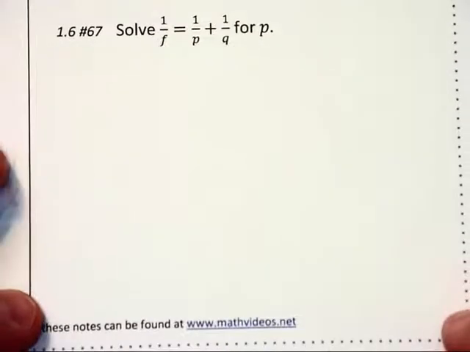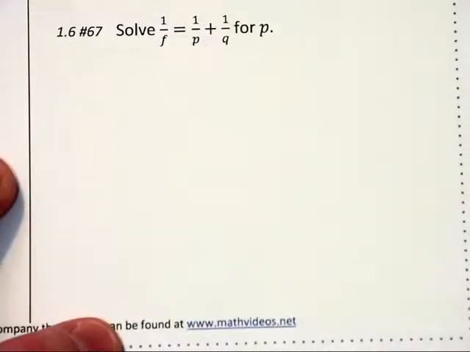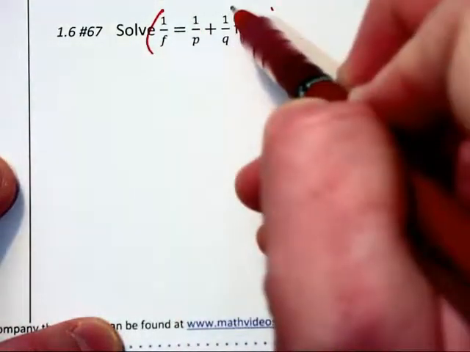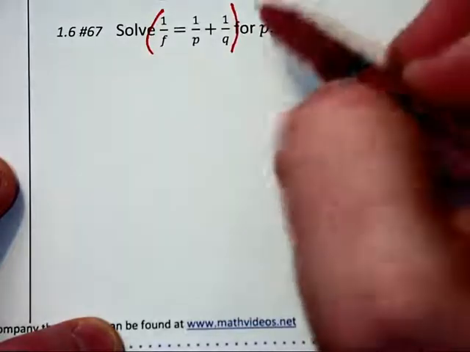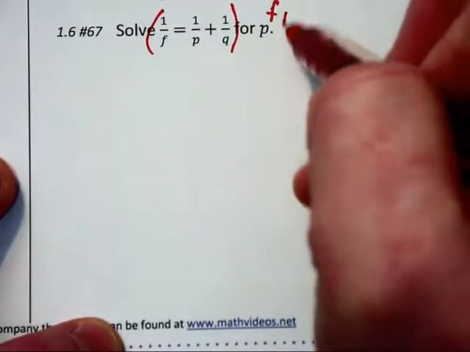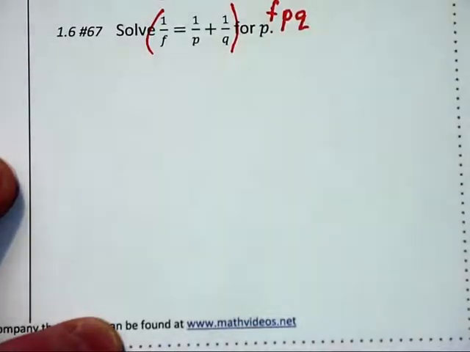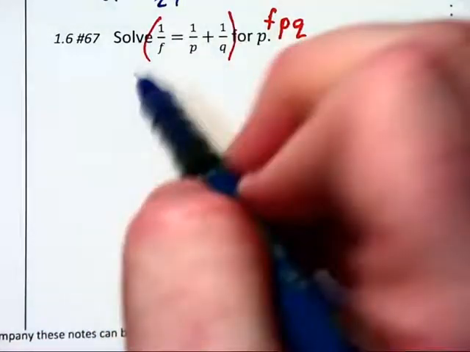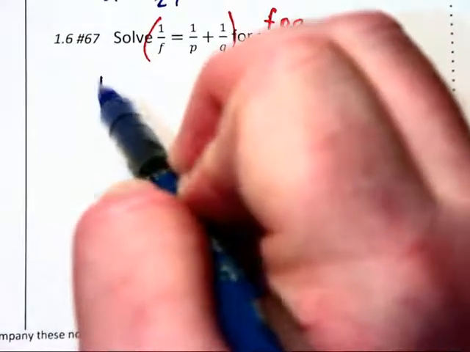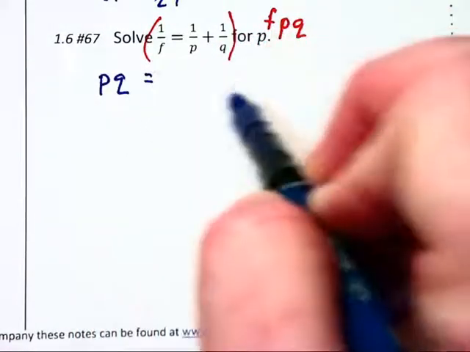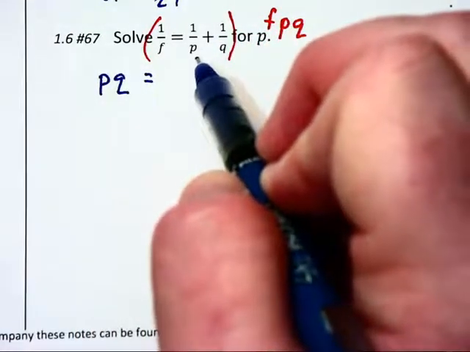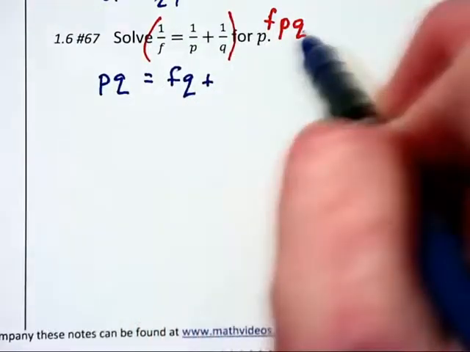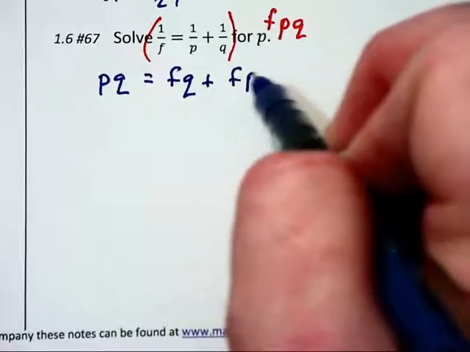Finally, we have a literal equation. We're being asked to solve for p. And we are going to clear the denominators by multiplying through by the least common denominator, f p q. In each term, we're going to have some cancellation. On the left, when we cancel the f, we are left with pq equals, first fraction on the right, the p will cancel, leaving fq, plus q's will cancel, leaving fp.